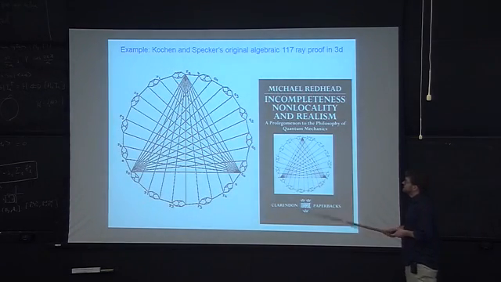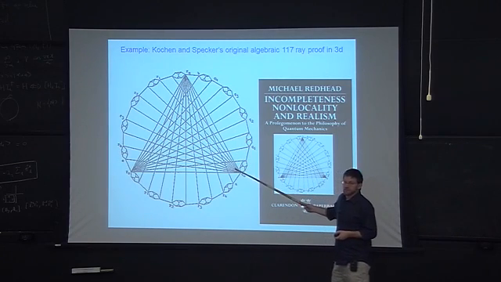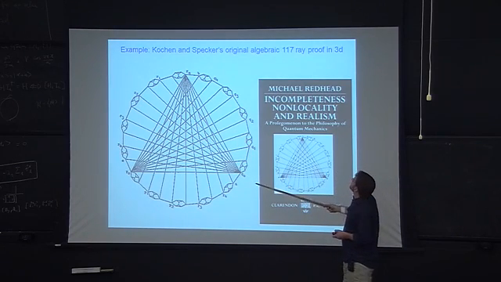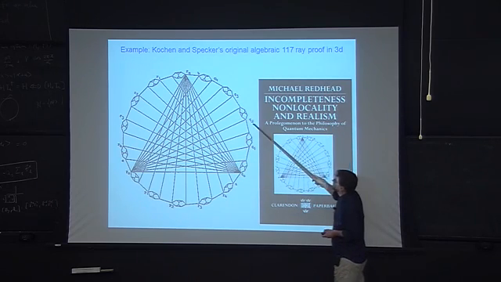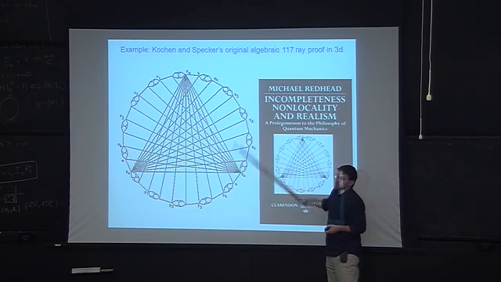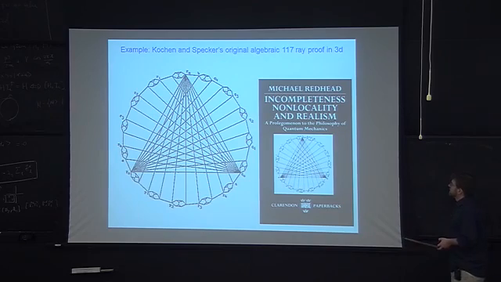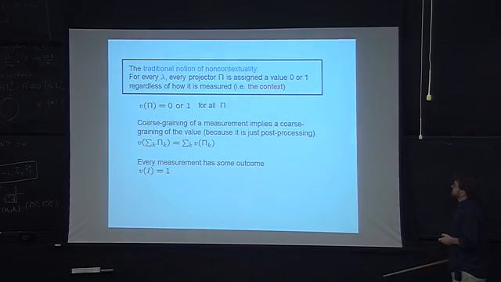This, incidentally, is what the original proof looked like. Rather than those 9 bases, I can't remember how many bases there were here, but there were 117 rays in all, and this was the diagram. Every node in this diagram is a ray, and lines represent orthogonality. With this diagram, you can also prove a contradiction, but it's much more complicated.